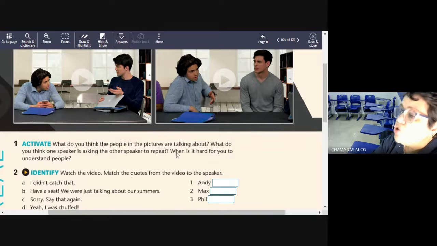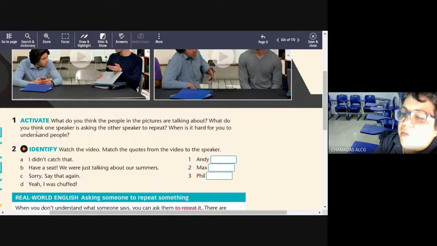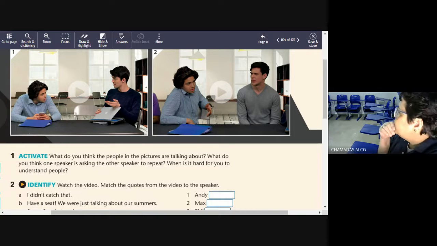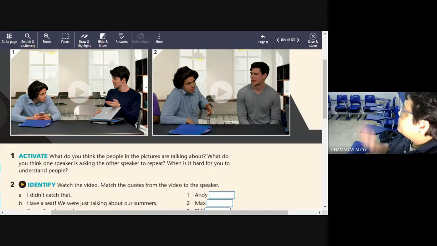Can you repeat? Sure. What do you think one speaker is asking the other speaker to repeat? I think the night. I think Max is asking Kevin to repeat something. Something. What? And what do you think?